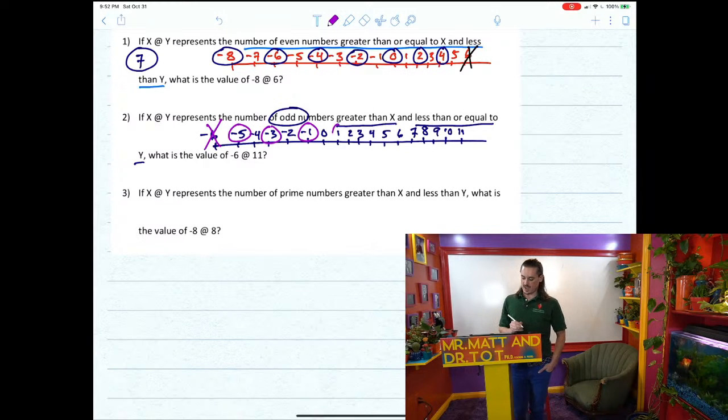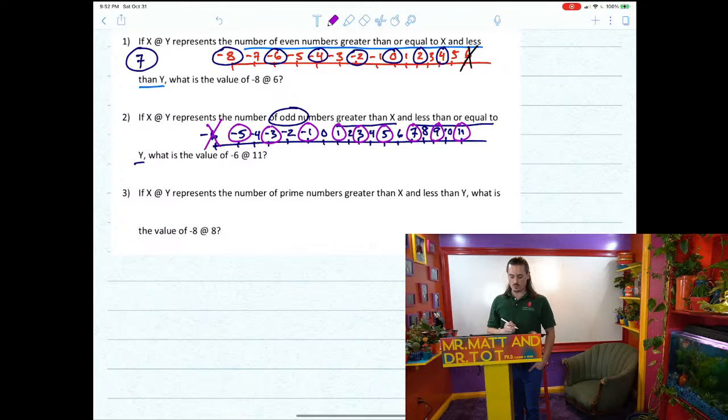Number 3, if x @ y represents the number of prime numbers greater than x and less than y, what's the value of negative 8 @ positive 8? So now we're investigating whether the numbers are prime or not, and they're greater than x and less than y. So we're exclusive to both x and y, meaning we cannot count negative 8 nor positive 8.